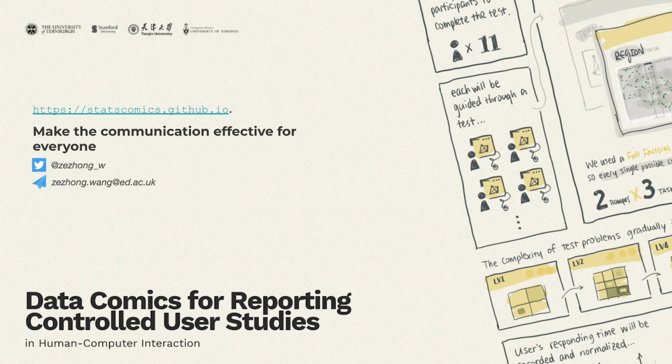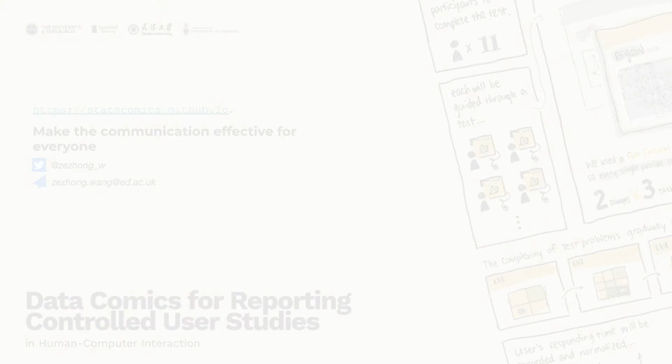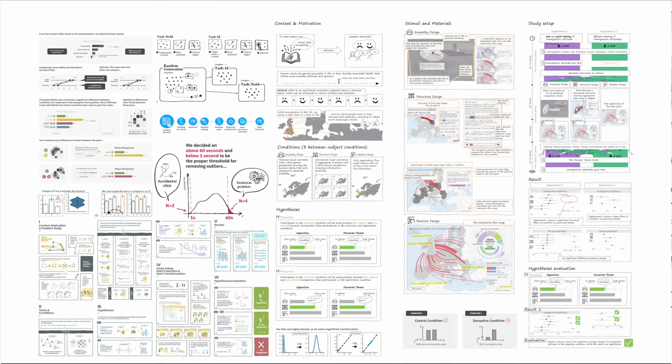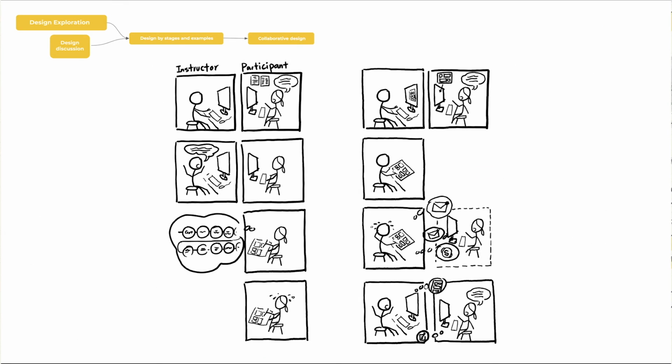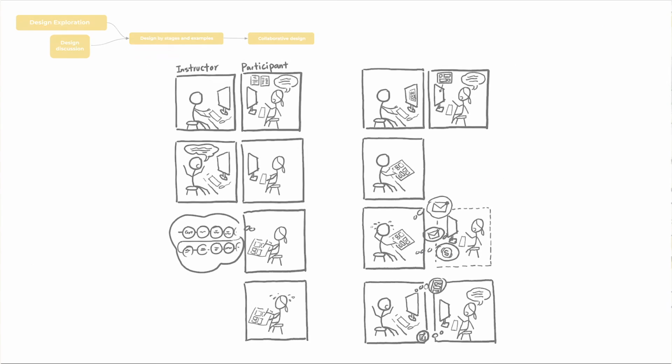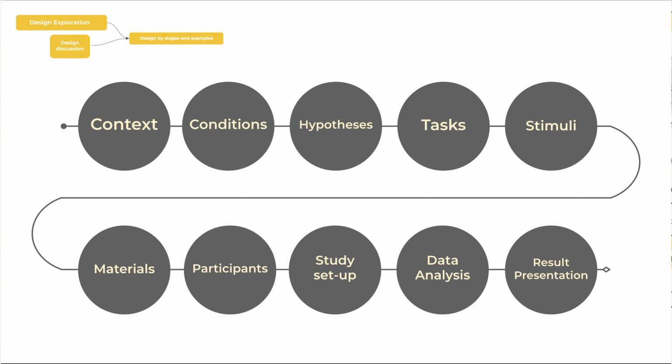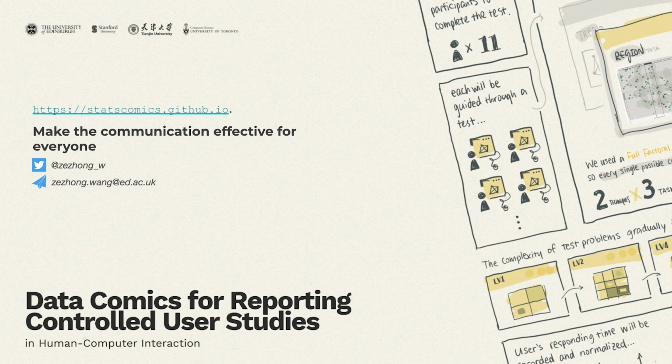To summarize, in this work, we have created an initial set of examples, developed through design exploration and iterated collaborative design. We provide 10-stage guidelines on what one could do with data comics for reporting controlled user studies. We will update more examples on our website. Our results are at the beginning point of the exploration, and it's still at the very primary stage of a very big design space. Thanks for watching, and I'm happy to take questions and comments from you.